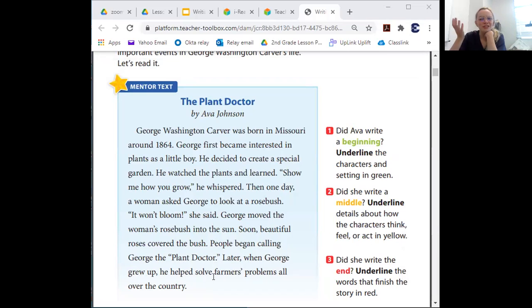Okay, so what was this paragraph about? You can pause the video, rewind and listen again if you need to. Whisper your answer to the screen. This paragraph was about George Washington Carver. And what happened to him? Whisper your answer. So as a boy, George learned about plants around him and he helped other people with their plants, and he kept on helping people as he grew up.